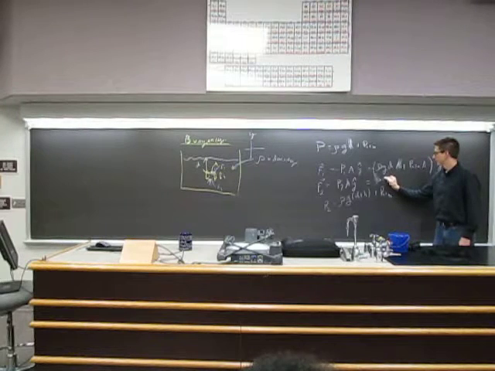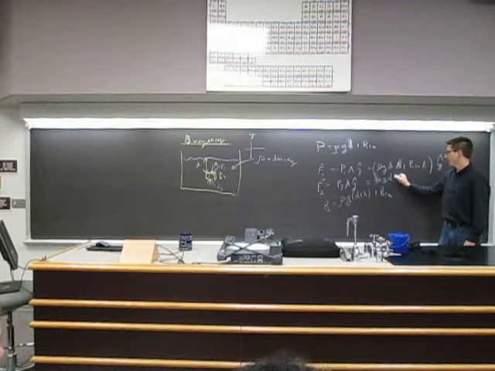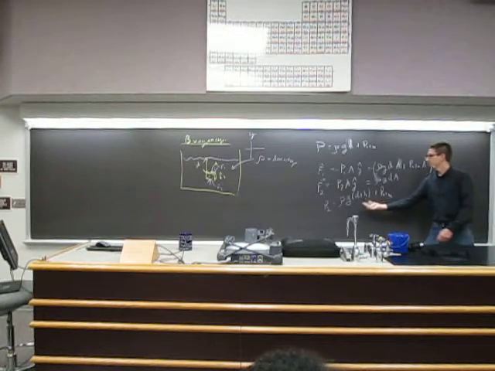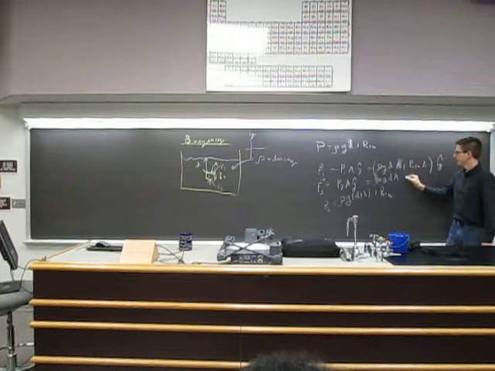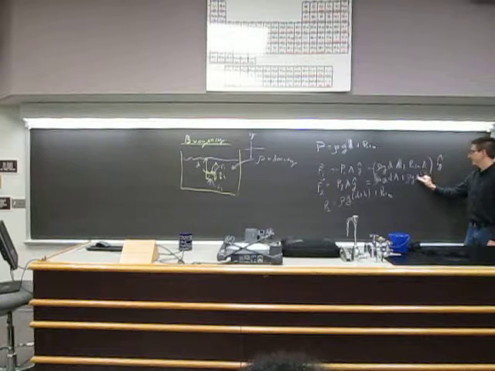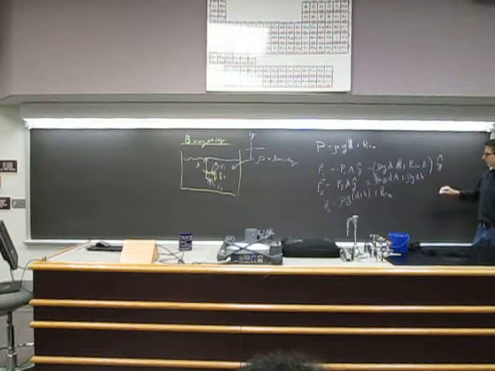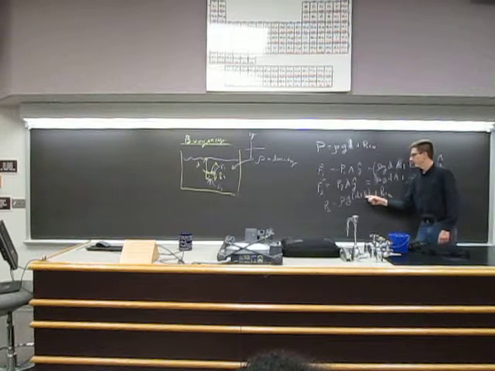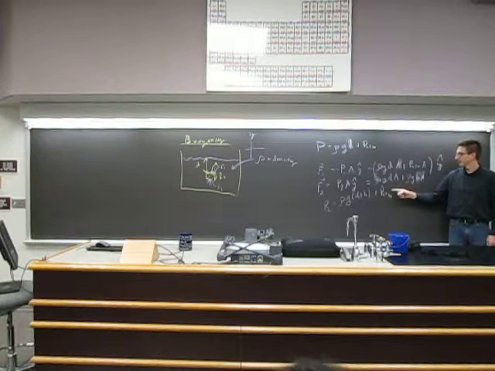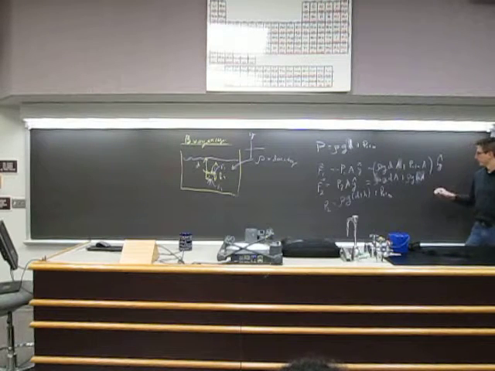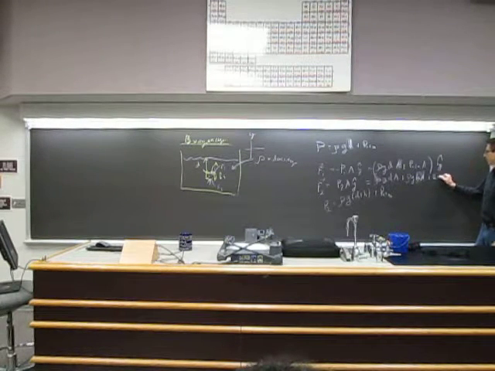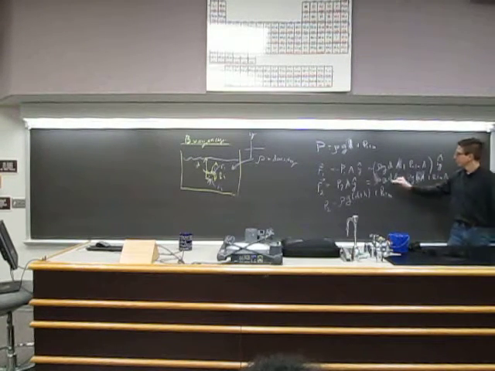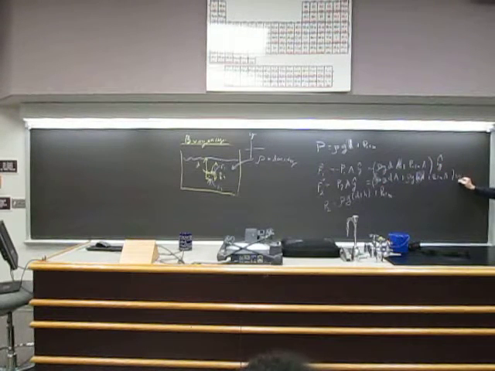rho G d A, just multiplying this out times A, plus rho G d H, or rho G H A, sorry, multiplying the rho G H times A, plus P atmosphere A, whole thing, y hat. See what I did there?